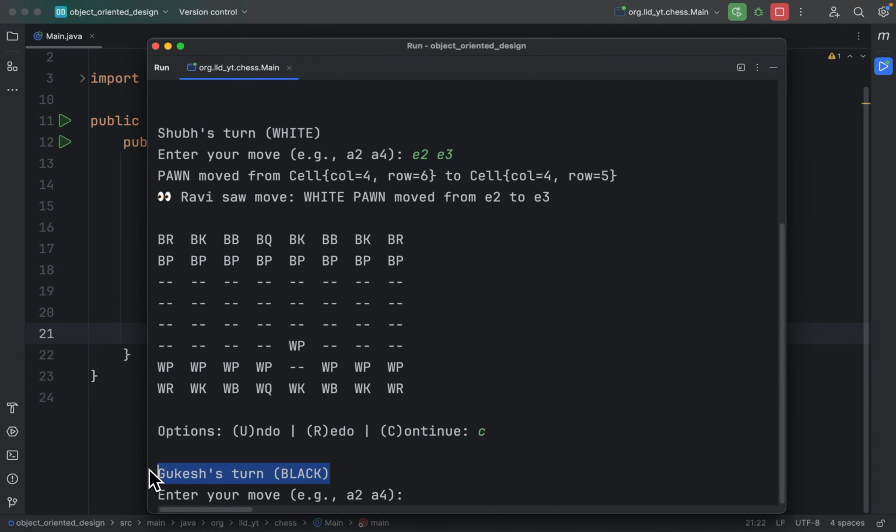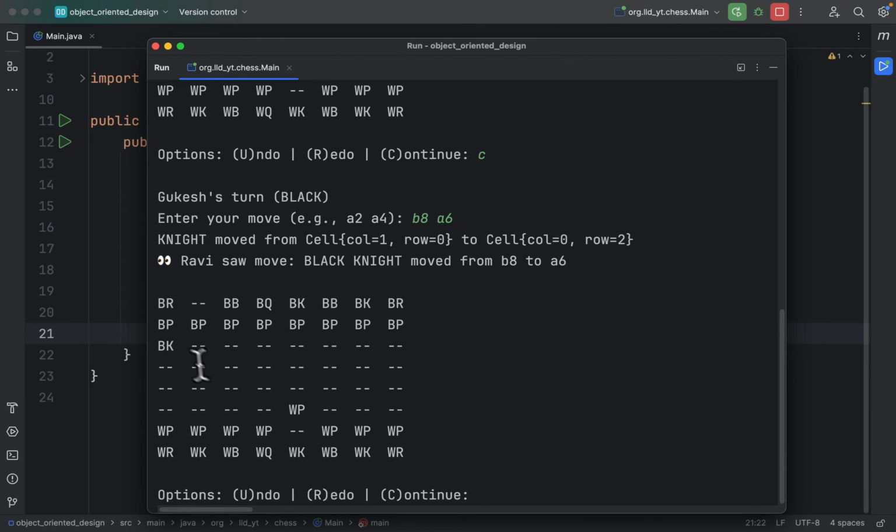Now it's the chance of Gukesh. So Gukesh will play. Let's say Gukesh wants to play this particular piece, which is a knight, from B8 to A6. So he has successfully played that move. Now again it's my chance. So let's try to make one error. I'll try to move this soldier by two steps. So this is at E3. I'll try to go to E5.